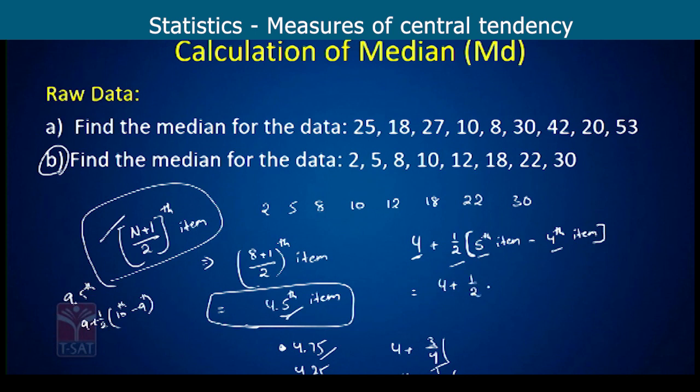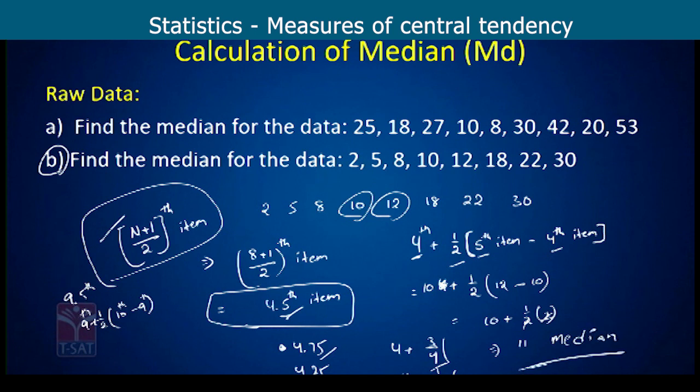4 plus half into, what is the 5th item here? 12. What is the 4th item here? 10. Sorry, this is the 9th item and the 4th item. What is the 4th item here? 10. So it will be equal to 10 plus half into 2, it will become 1, 10 plus 1, 11. So 11 is the median of the data. Okay.